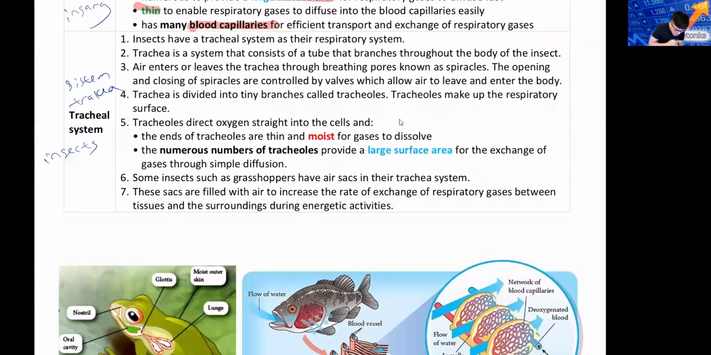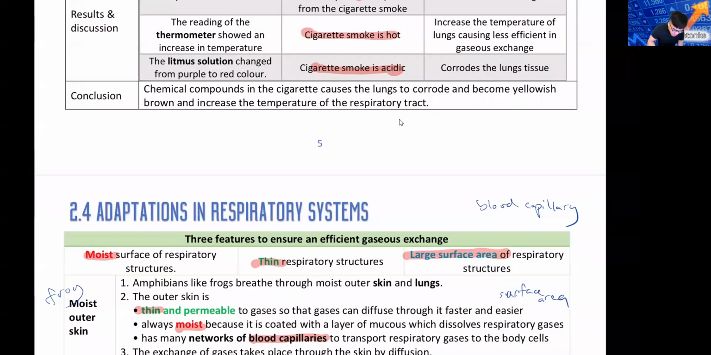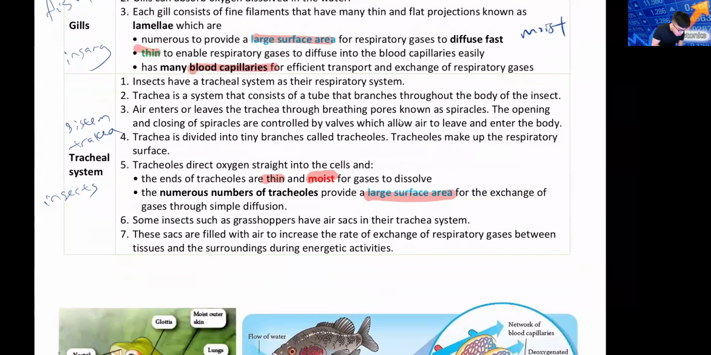So what characteristic do they have? They are thin, they are moist, they have large surface area. Take note, do not use this blood capillary characteristic here. Please don't say the tracheal system has blood capillary. Insects do not have blood. So you might ask, sir, when I whack an insect dead, let's say, have you whacked a cockroach before? You can see some kind of fluid coming out, isn't it? That is not the blood. That is the body fluid we call hemolymph, I think.